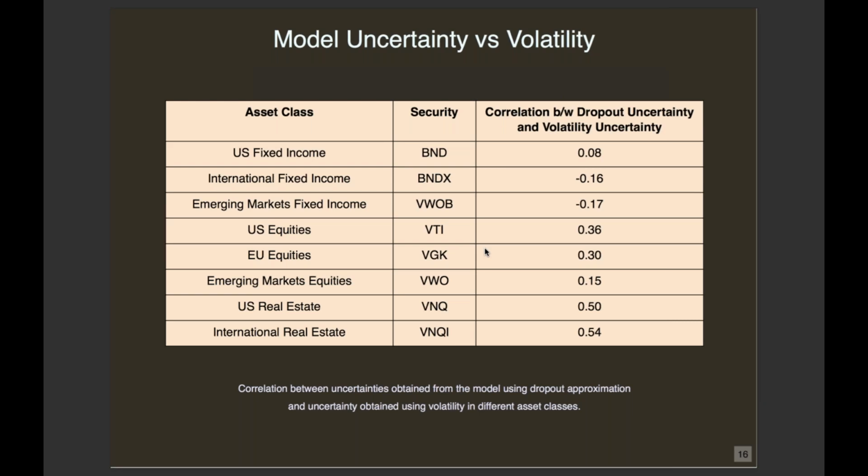So here what we're doing is we take the model uncertainty as derived from the dropout variance as one measure, and lagged realized volatility as another measure. And it is interesting to see that for a number of securities, the correlation between these two measures is not very significant. The other pattern that emerges here is that for securities with higher volatility, the correlation is higher. So for fixed income, you see much lower numbers as compared to equities or real estate securities.